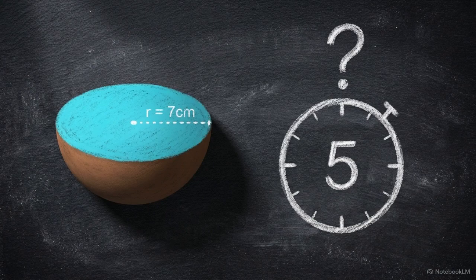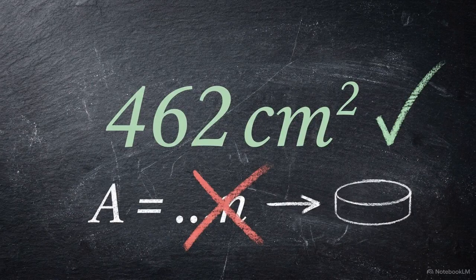Let's test this rule. Calculate the total surface area of this hemisphere with a radius of 7 centimeters. Use 22/7 for pi. The answer is 462 square centimeters. Missing exposed faces or counting hidden faces is the fastest way to drop points on an exam.